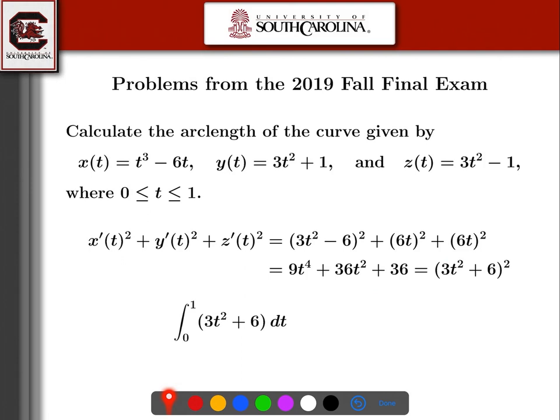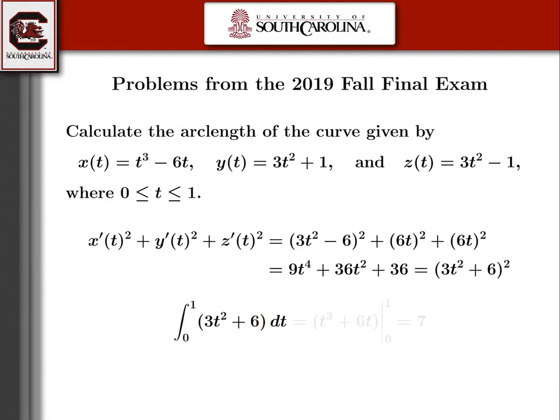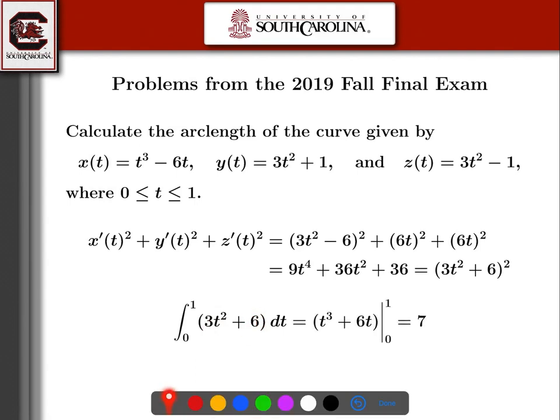So this is how we're going to get the arc length. We integrate 3t squared, we get t cubed. We integrate 6, we get 6t. So we're getting t cubed plus 6t. And we want to evaluate this from t equals 0 to 1.